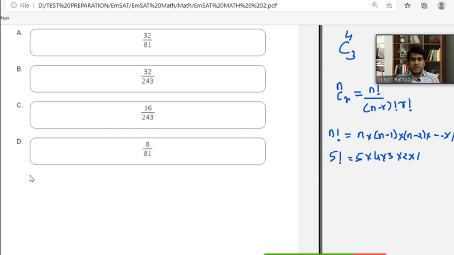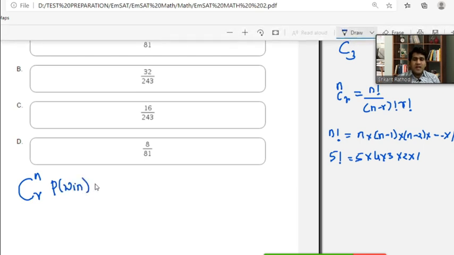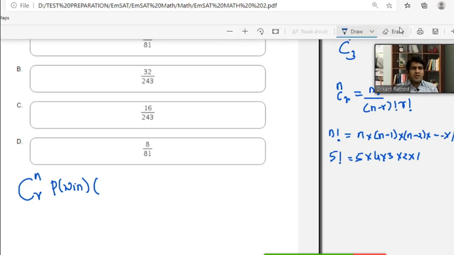So if I want a combination of n objects, let's say they are playing n number of matches, and in that, r number of matches where Ahmad wants to win. With this, the combination, the probability of winning the match, I then have to multiply with the probability of losing that match as well. So what is the probability of losing that match?